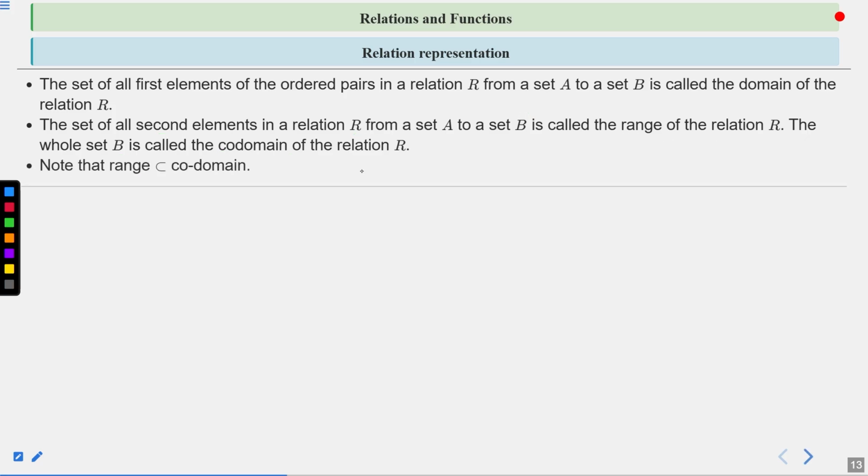Now, as we just saw, by the very definition, the range is going to be a subset of the codomain set. The range is just the collection of all the second elements, and those second elements belong to the set B, which is your codomain. Simple. Just by definition, but a very important point.